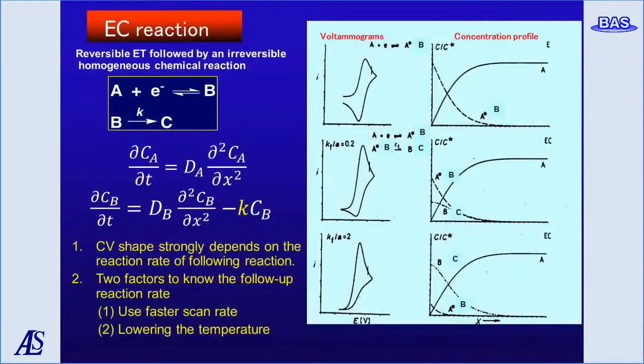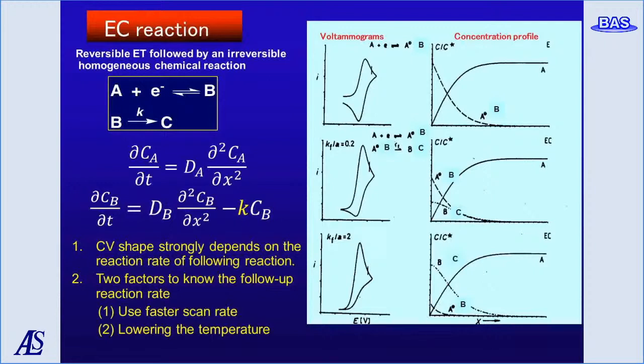First of all, let us consider an EC reaction mechanism. The electrode reaction produces the reduced species B. However, this reduced species is converted to C by the follow-up chemical reaction. Therefore, the shape of the voltammogram varies greatly depending on the homogeneous reaction rate K. Here we show the shape of CV and the distance dependence of the concentration profile of each chemical species from the electrode.